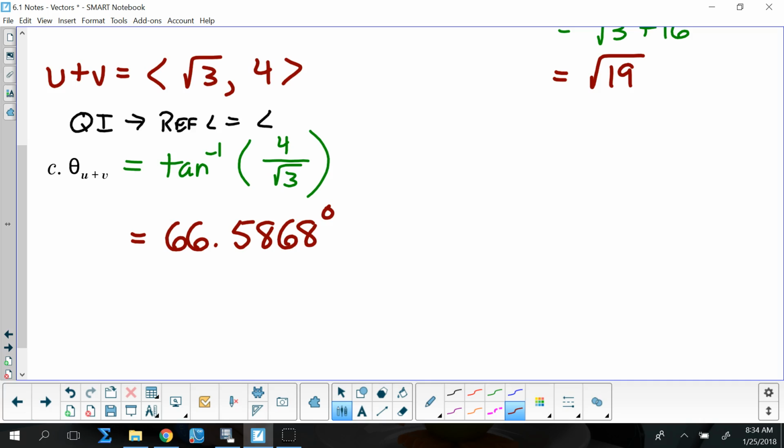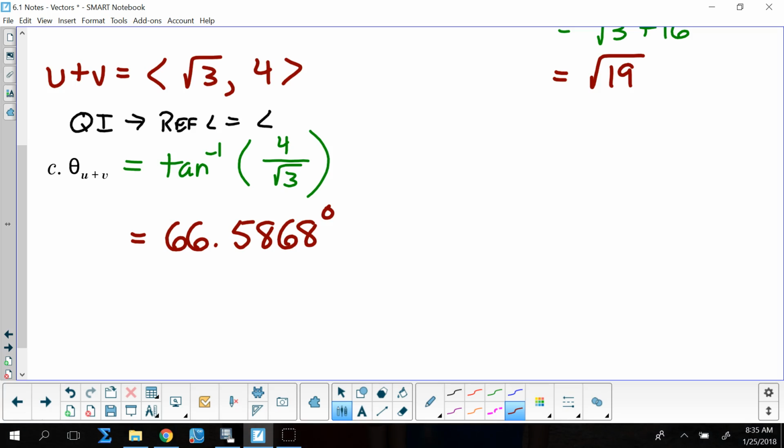If I was in quadrant 2, I would have to subtract that reference angle from 180 degrees. If I was in quadrant 3, I'd have to add that reference angle to 180 degrees. If I was in quadrant 4, I'd have to subtract that reference angle from 360 degrees in order to find what the actual direction angle is.